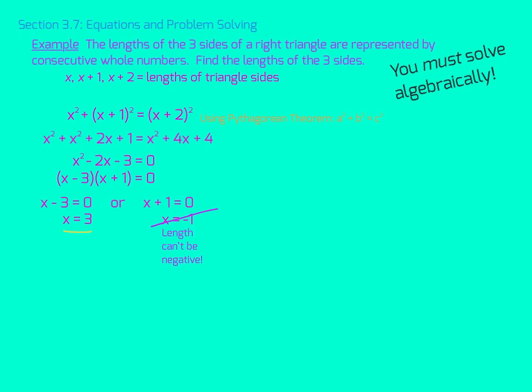Now, we need to actually answer the problem. Remember, x was the smallest side of our triangle. Because they're consecutive whole numbers, you would know the other two, or you can plug it into the expressions we had for the other two sides. Your final answer should be that the triangle side lengths must be 3, 4, and 5, which you probably even recognize as a Pythagorean triple. Nice work!